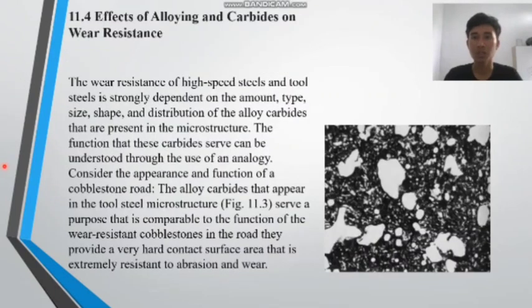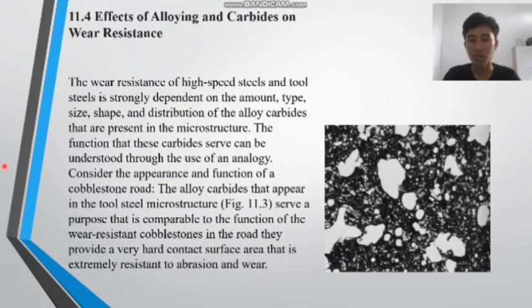11.4 Effects of alloying and carbides on wear resistance. The wear resistance of high-speed steels and tool steels is strongly dependent on the amount, type, size, shape, and distribution of the alloying carbides that are present in the microstructure. The function that these carbides serve can be understood through the use of an analogy.